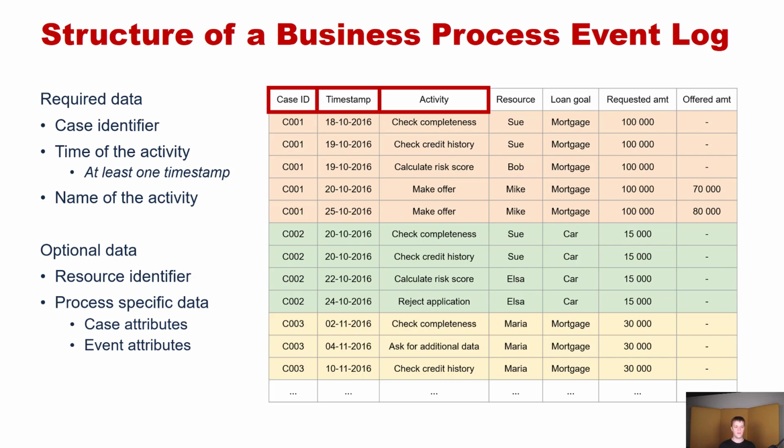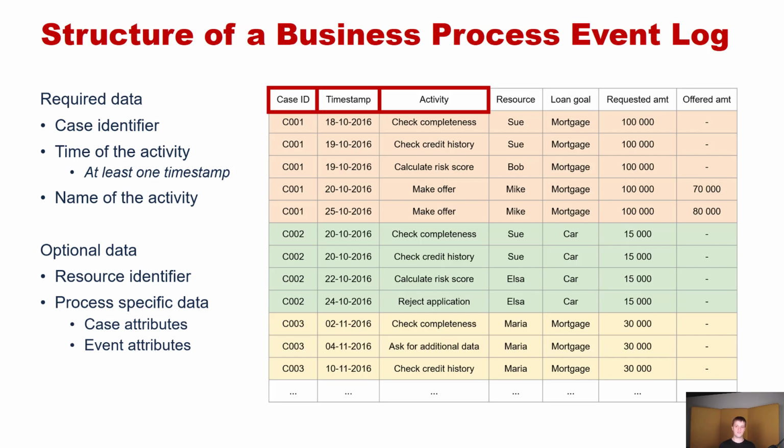Now, there are some additional optional values that we could have, for example, resource identifier telling us who performed that activity, or process specific data, for example, case attributes and event attributes. A case attribute would be something that does not change throughout the entire process instance. Meanwhile, an event attribute is something that can potentially change after each event. For example, here we have loan goal, which is a case attribute, and also offered amount, which is an event attribute, because as we can see, it has changed throughout the course of the process instance.